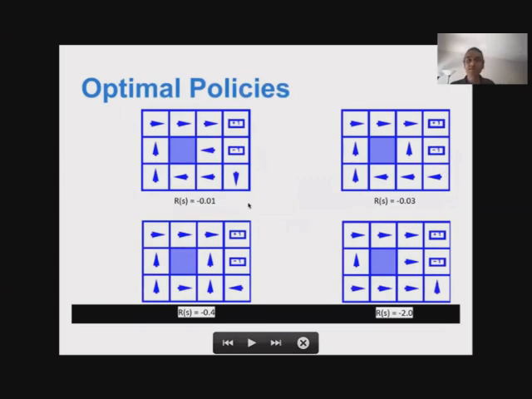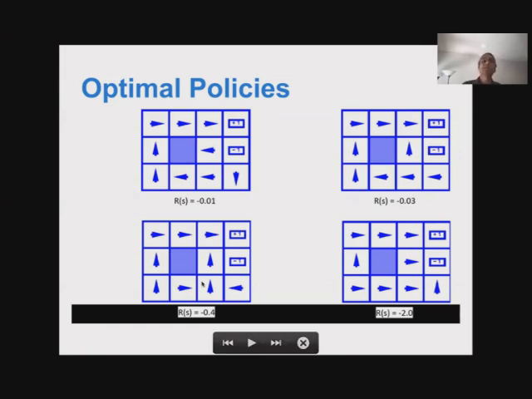So here are 4 different policies for 4 different baseline rewards. And remember, what is this baseline reward? It says for every state, not counting the goal states, what is the reward for just entering that state, or sort of being in that state. And so if the reward for being in a particular state is negative 0.01, we end up with this policy. Negative 0.03, we end up with this one. Negative 0.4, we end up with this one. Negative 2, we end up with this one. So let's start with this one on the bottom left. It's the easiest to understand, and then we'll look at the others from there.